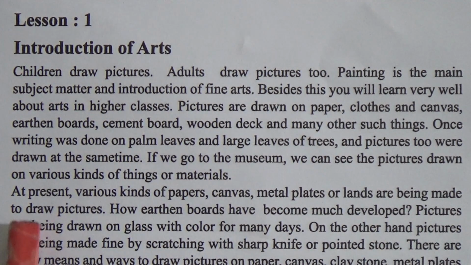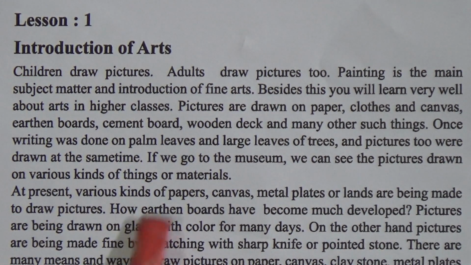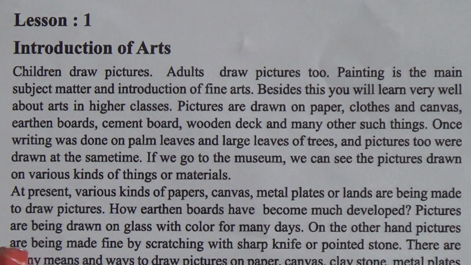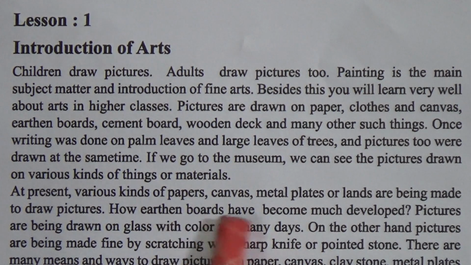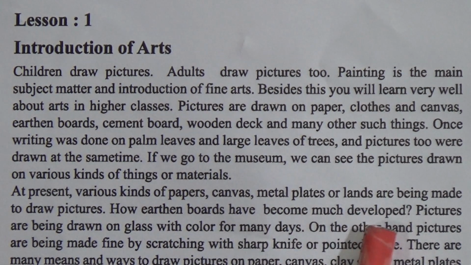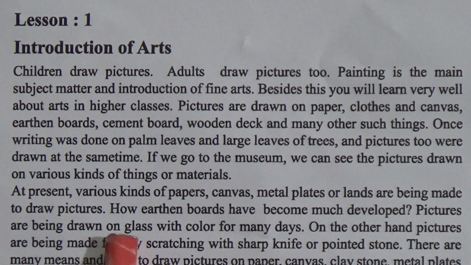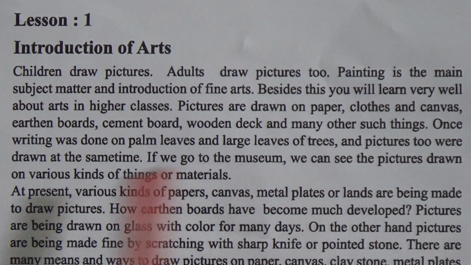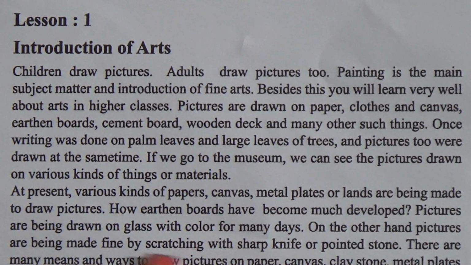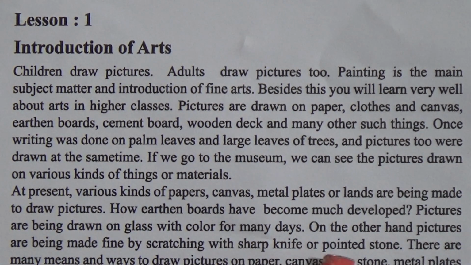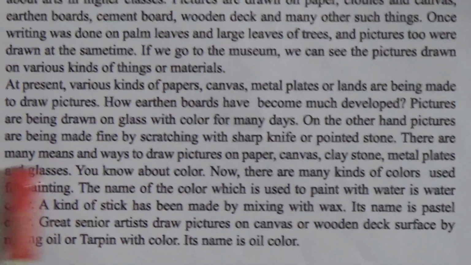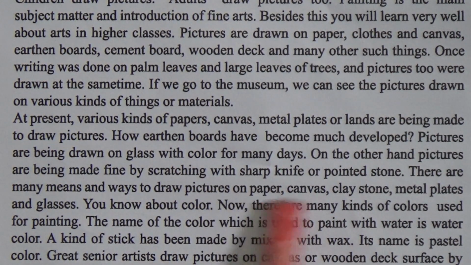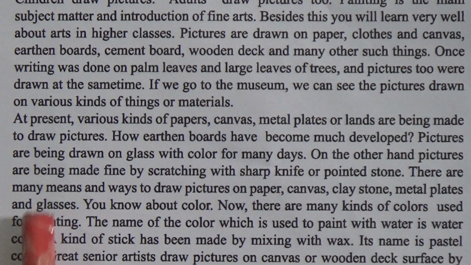Okay. At present, various kinds of papers, canvas, metal plates or lamps are being made to draw pictures. How earthen boards have become much developed. Pictures are being drawn on glass with color for many days. On the other hand, pictures are being made fine by scratching with a sharp knife or pointed stone. There are many means and ways to draw pictures on paper, canvas, clay, stone, metal plates and glasses.